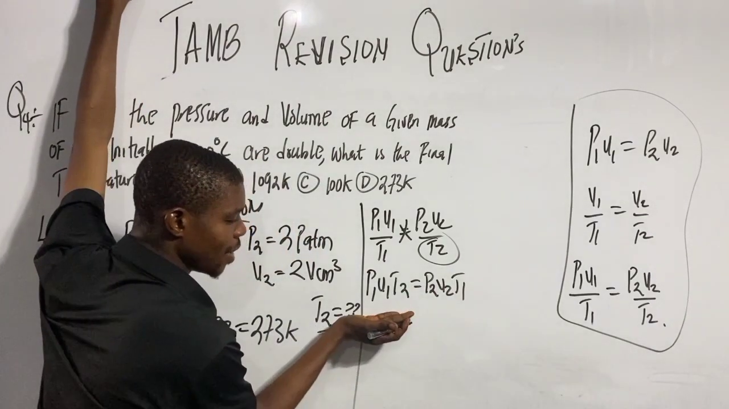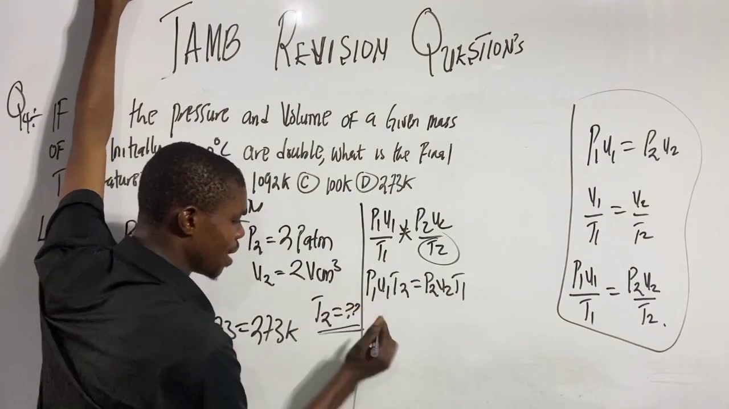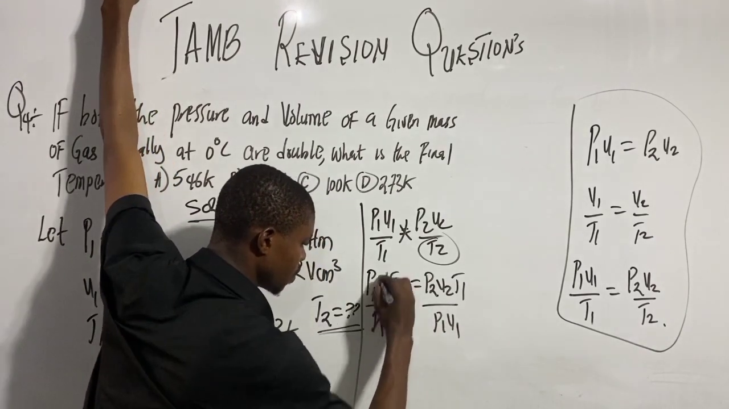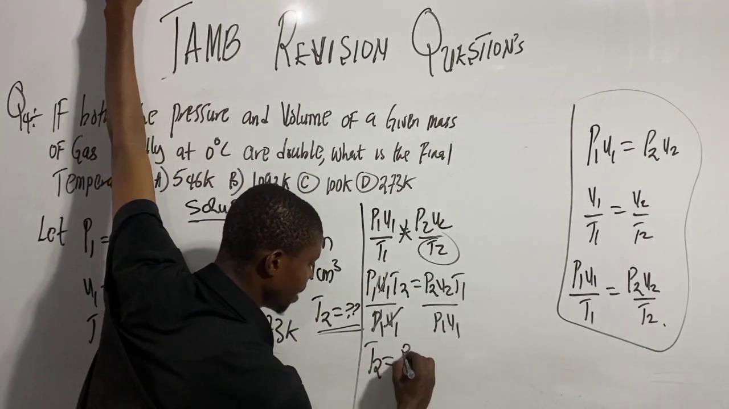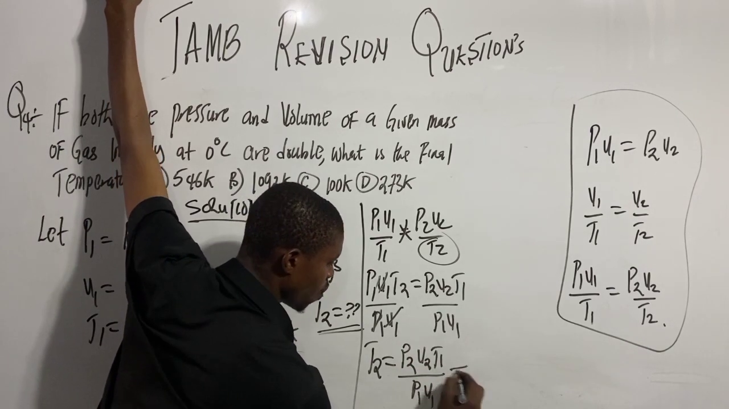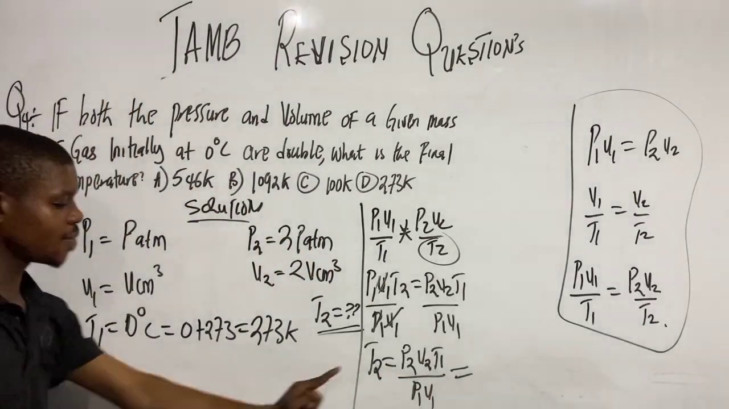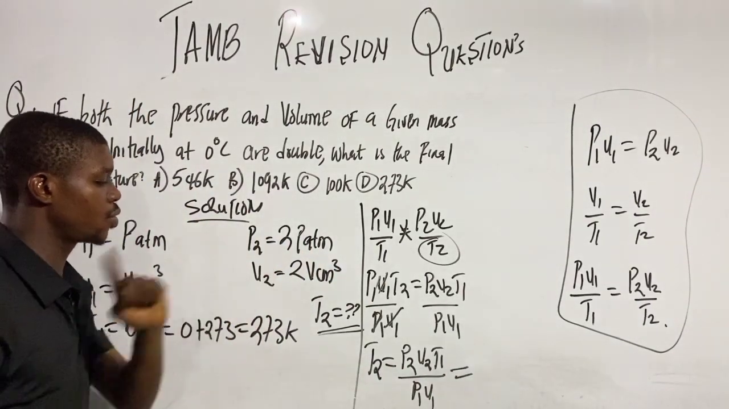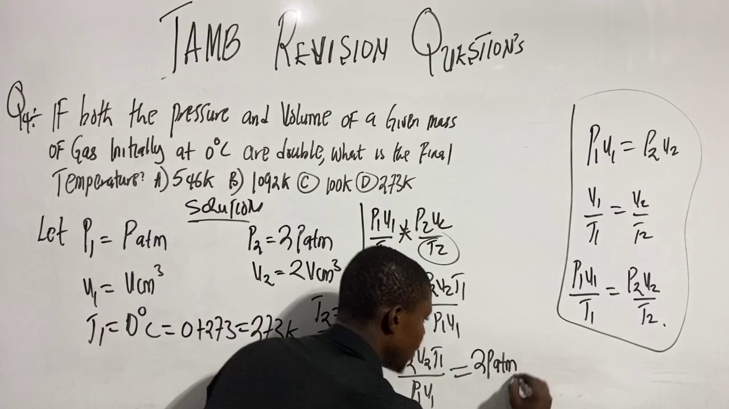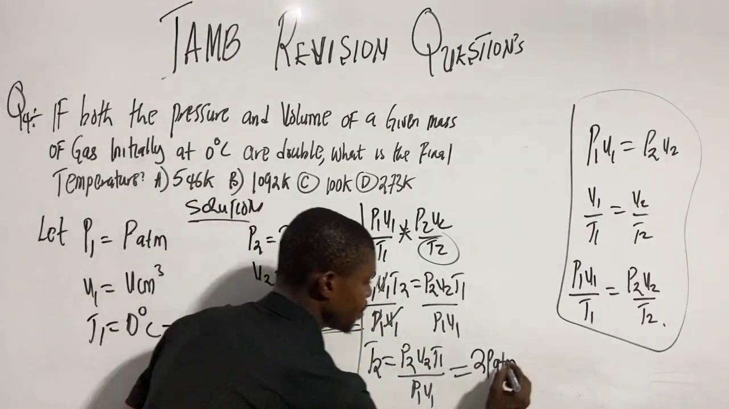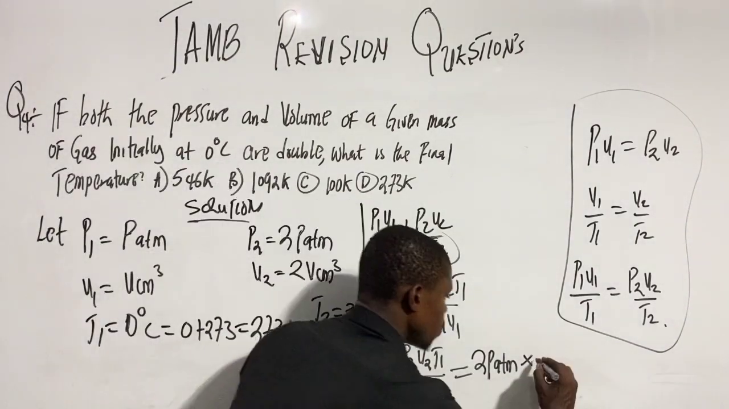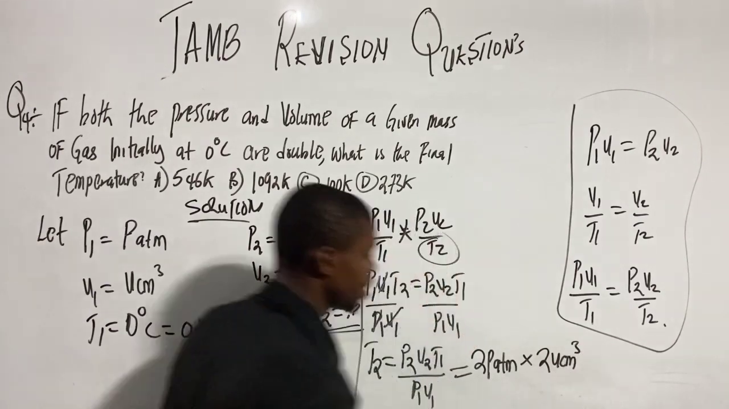If I make T2 the subject of the formula, I divide both sides by P1 V1. So T2 is equal to P2 V2 T1 over P1 V1. Now I substitute my values. My P2 is 2P ATM. Are you following here? Times my V2, which is 2V centimeter cube.